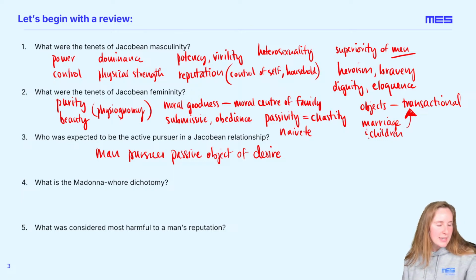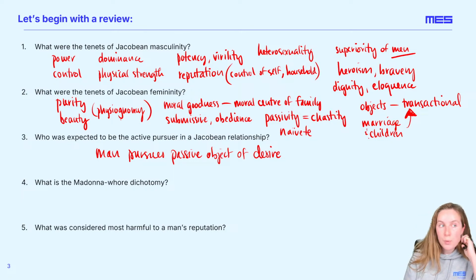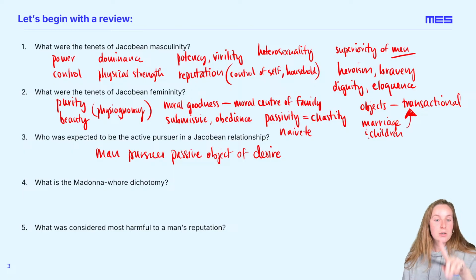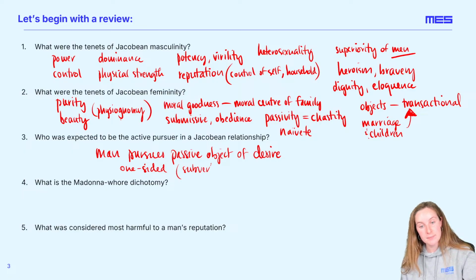Were they supposed to be temptation? Good point. So we're going to get to that with the Madonna-whore dichotomy, so I'll save that for just one moment. So here we have this kind of one-sided relationship that we know is subverted in Othello and Desdemona's relationship.